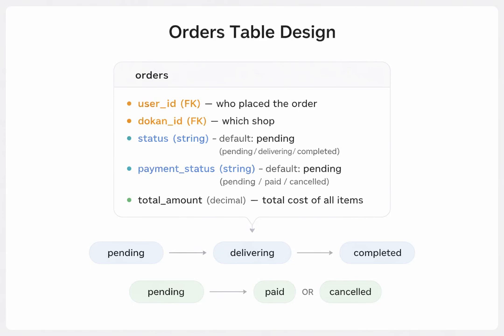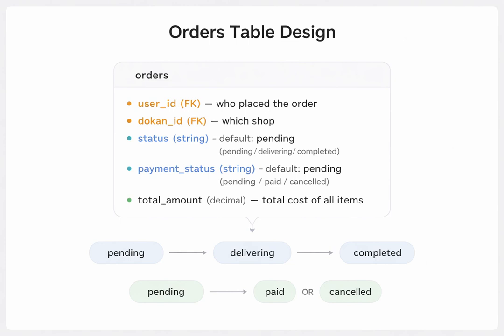Let's look at the orders table in detail. It stores the high-level information about an order. The user ID tells us who placed the order. The Dukan ID tells us which shopkeeper's store the order came from. The status field tracks where the order is in its life cycle. It starts as pending, then moves to delivering, and finally to completed.